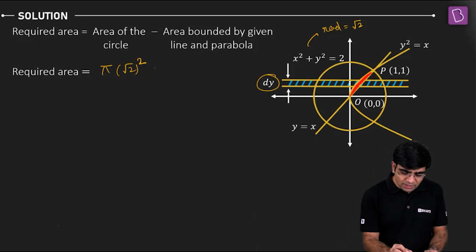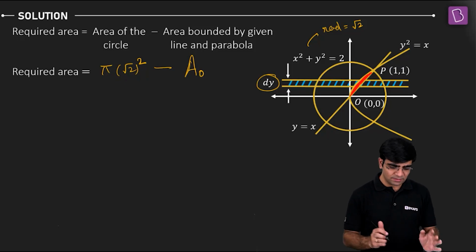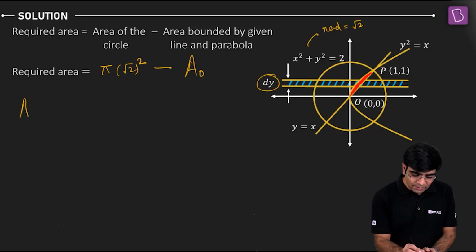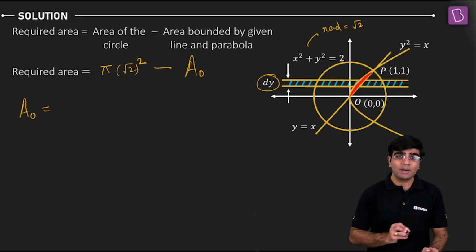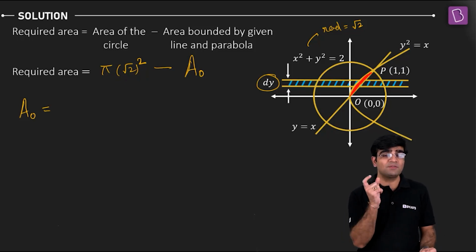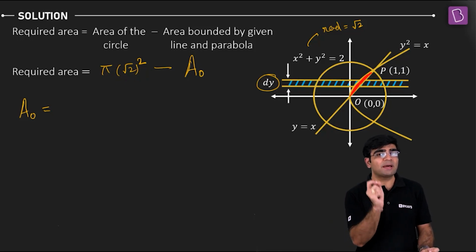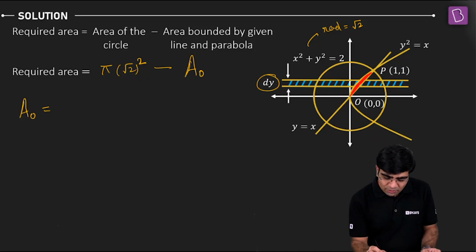Now, I want the area bounded by the given line and the parabola. Intentionally, I'm calling this area A0. I'll be calculating this A0 separately. Please listen carefully. This is A0. Look for my initial limit and the larger limit. For that, I have to check the intersection points of the parabola and the line. The intersection points are 0, 0, the origin, and 1, 1.